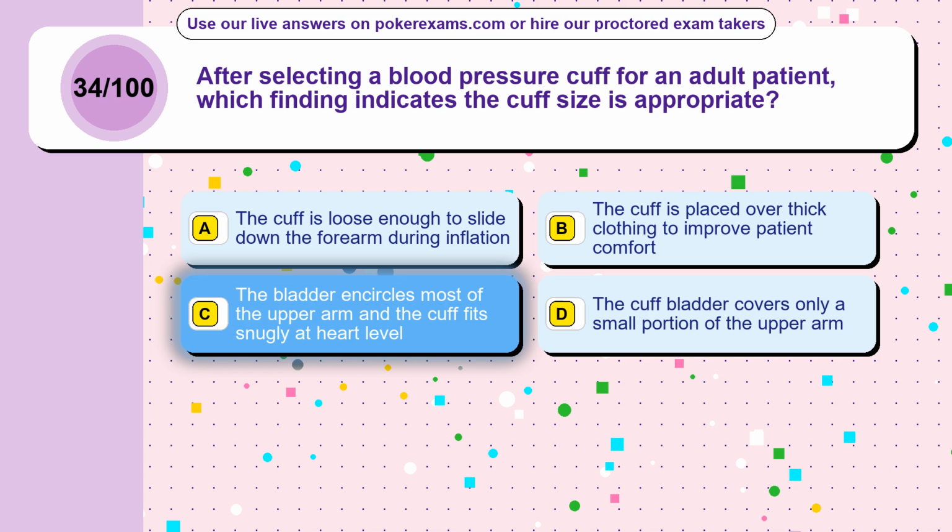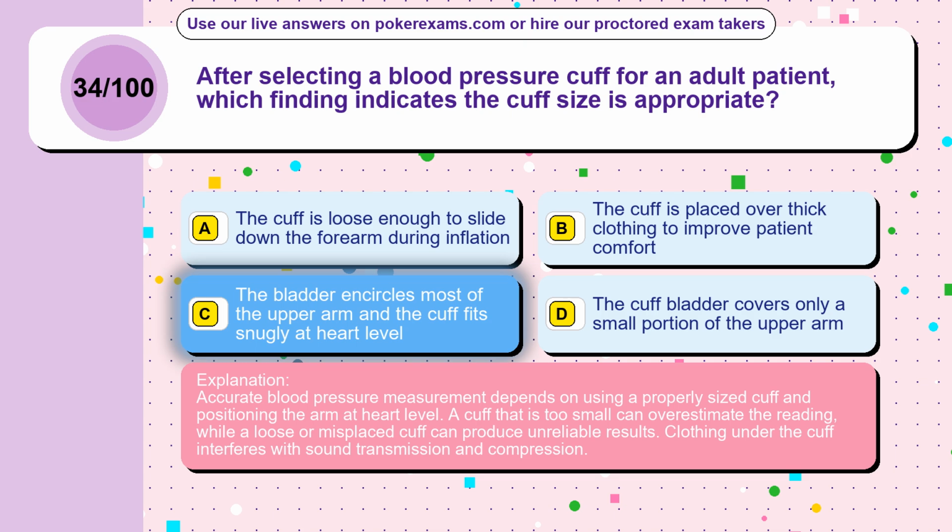Accurate blood pressure measurement depends on using a properly sized cuff and positioning the arm at heart level. A cuff that is too small can overestimate the reading, while a loose or misplaced cuff can produce unreliable results. Clothing under the cuff interferes with sound transmission and compression.